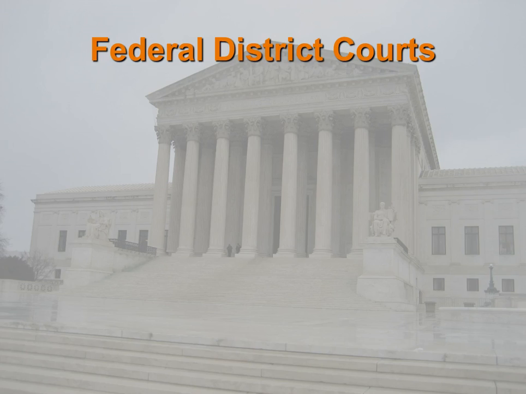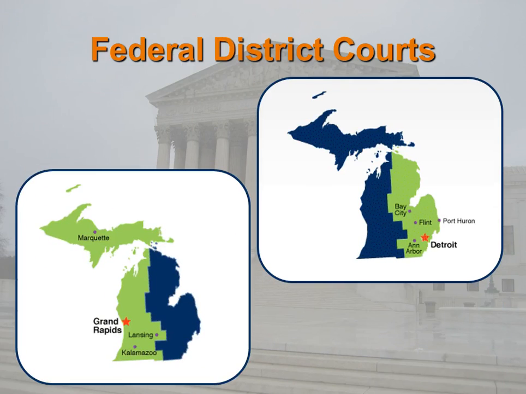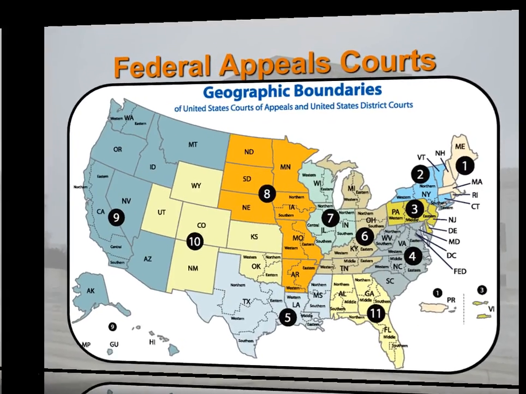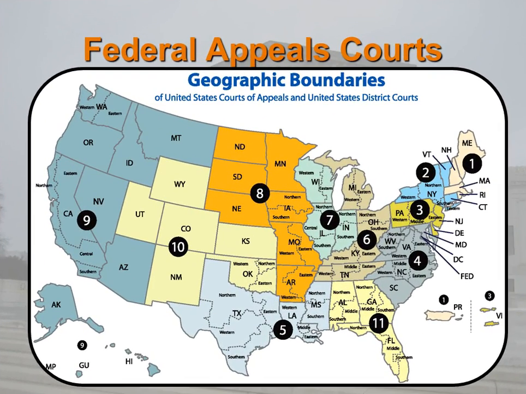So let's take a look at the federal court system, the national court system. At the national court level, there are district courts. All across the United States is broken up into different districts. If we look at the state of Michigan, it is divided up into two districts. One district makes up the entire eastern portion of the state of Michigan, and that is located in Detroit. Another court makes up the entire western side of the state, plus the Upper Peninsula, and that's located in Grand Rapids.